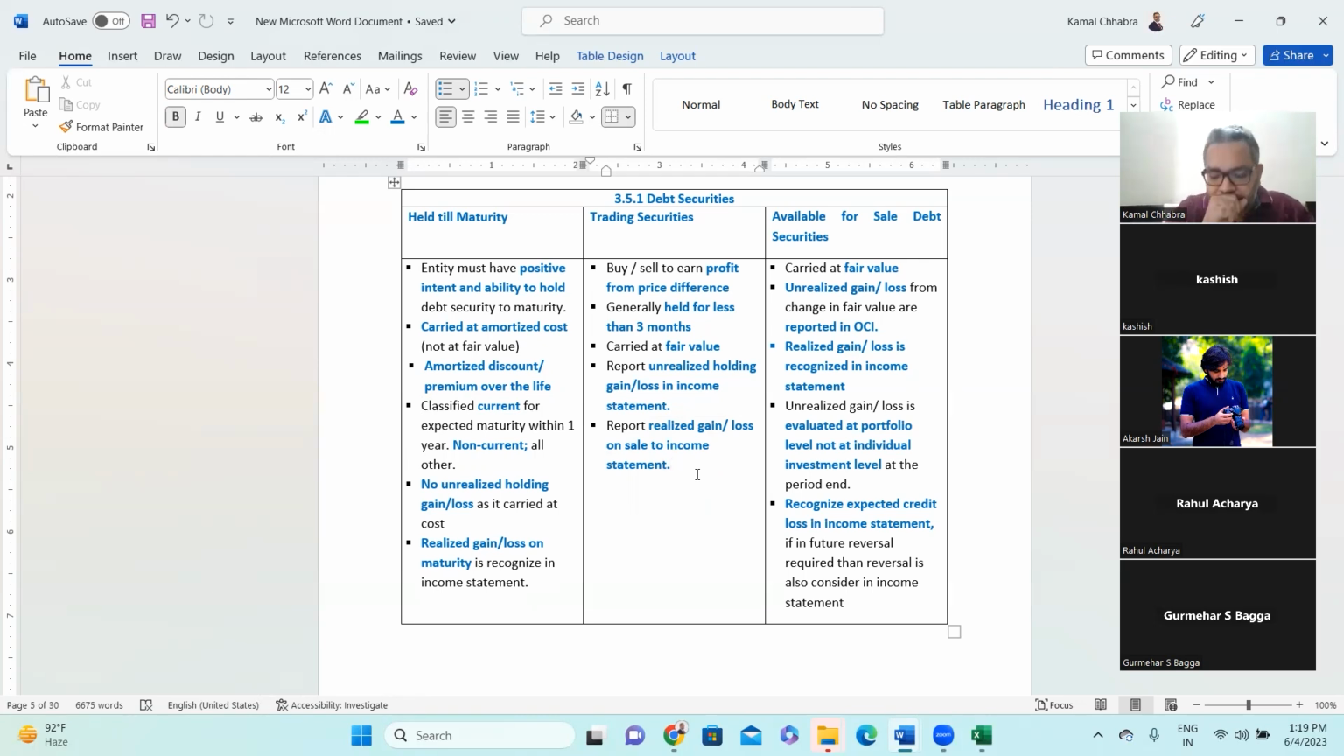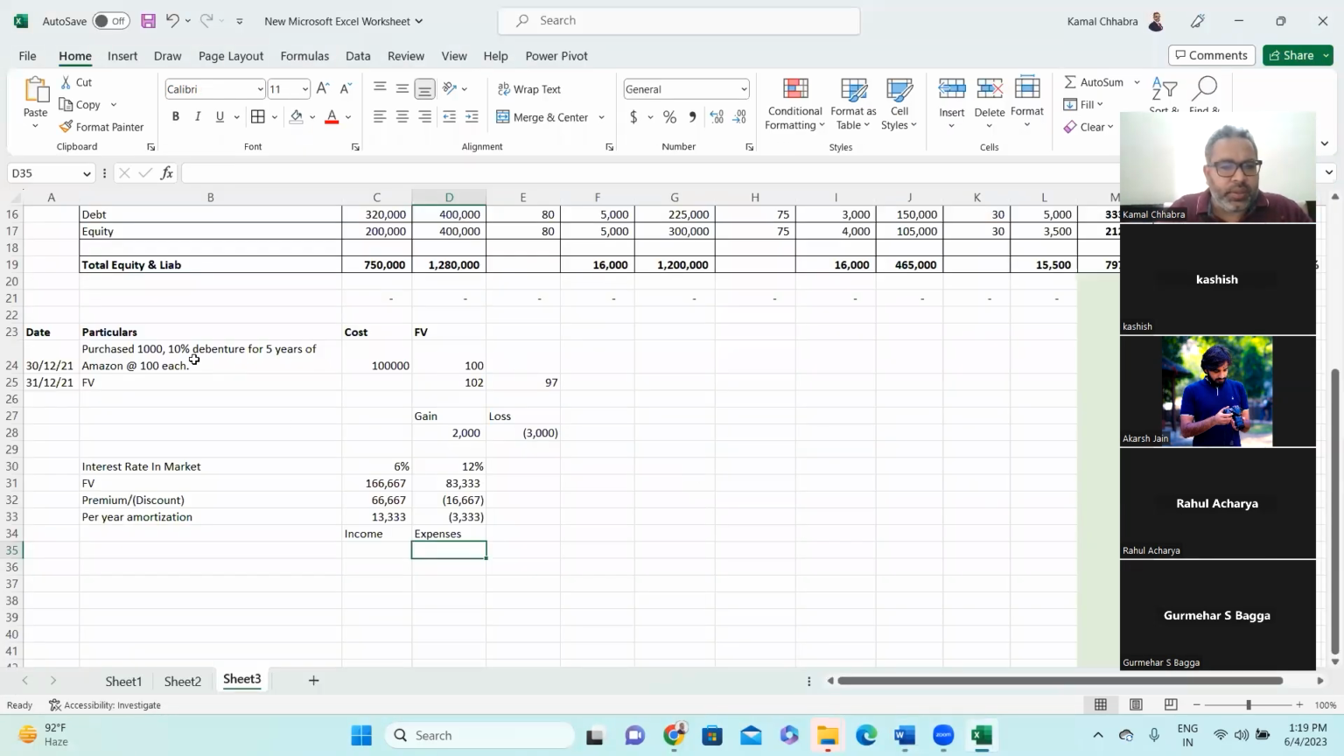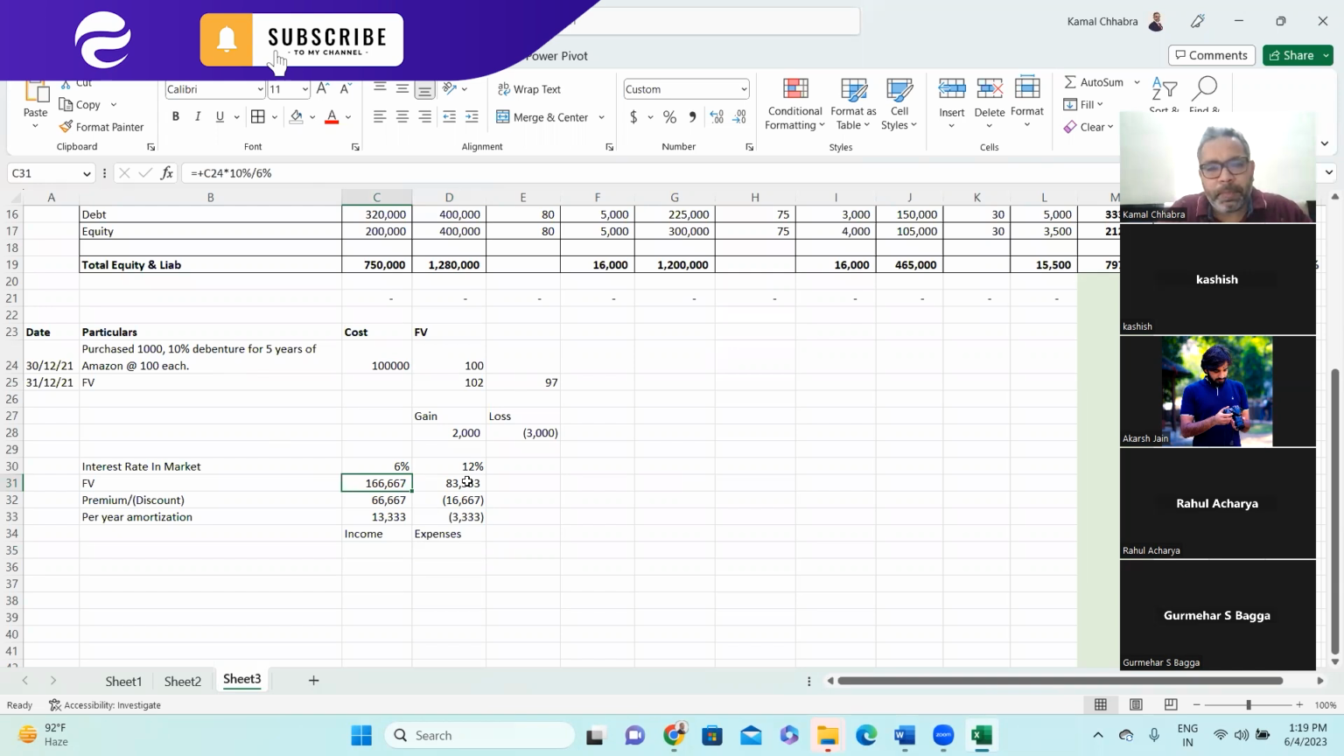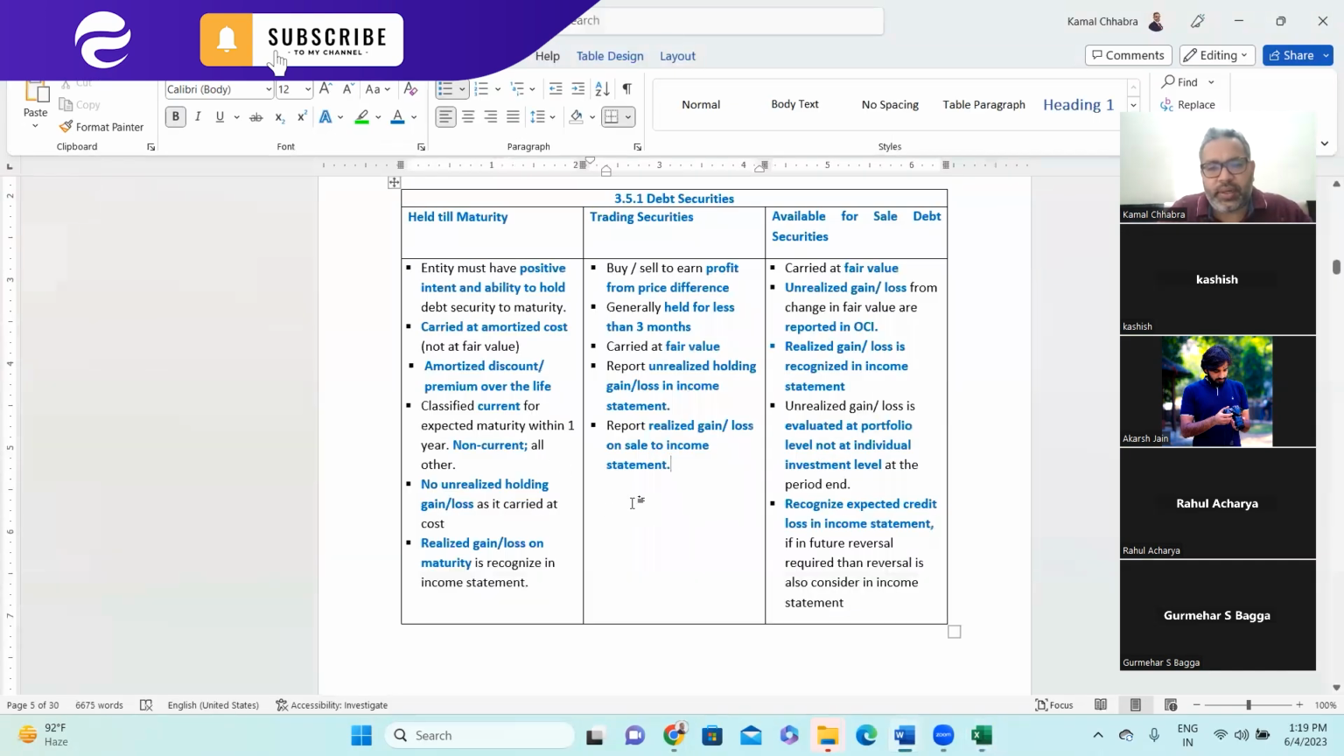So when we are doing trading, it's always at fair value. When you purchase this 1,000 debentures of 10% each, you will be purchasing at this price. This will be your fair value. When you are selling it, whatever the sales price is will be the market price at the time of sale, and whatever the difference is will go to the income statement as a realized gain or loss. Correct. Okay, sir. Got it? Yes, sir.